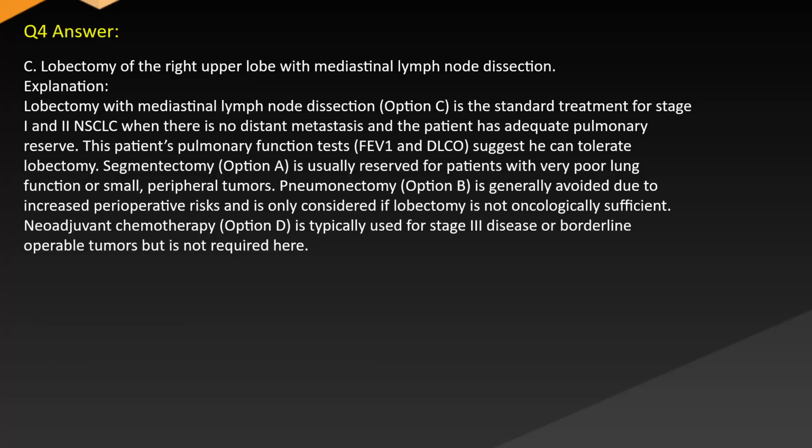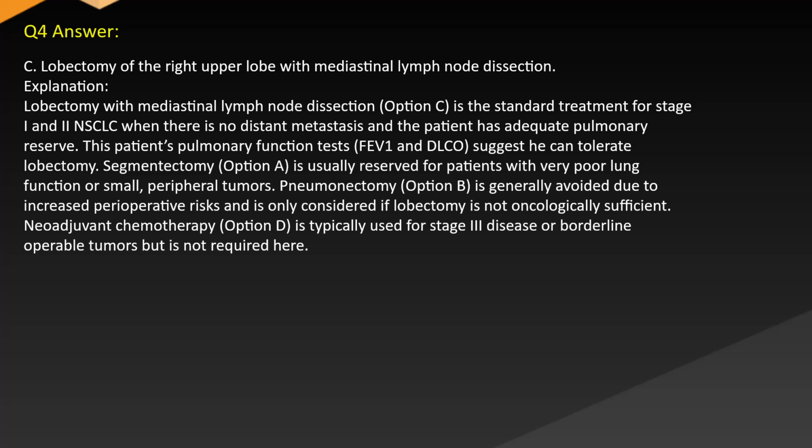Answer: C. Lobectomy of the right upper lobe with mediastinal lymph node dissection. Explanation: Lobectomy with mediastinal lymph node dissection, option C, is the standard treatment for stage 1 NSCLC when there are no distant metastases and the patient has adequate pulmonary reserve. This patient's pulmonary function tests, FEV1 and DLCO, suggest he can tolerate lobectomy.